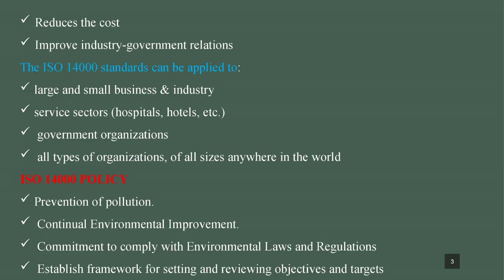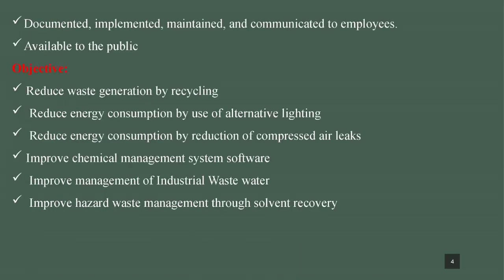Then ISO 14000 policy. What is the policy? What is the main aim of ISO 14000? As we know, its headline is environmental management. So how can it execute that policy? They have made some policy. First one, prevention of pollution. Next, continual environmental improvement. Next, commitment to comply with environmental laws and regulations. Next, establish framework for setting and reviewing objectives and targets, documented, implemented, maintained and communicated to the employees, then available to the public.